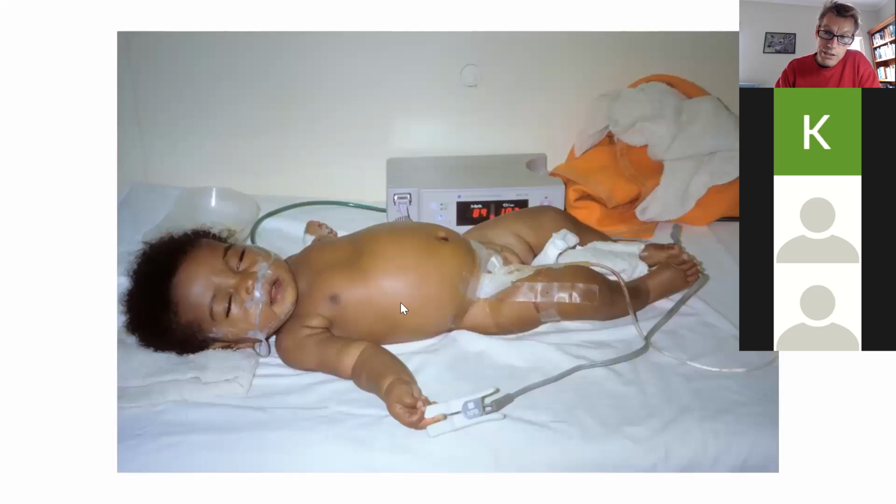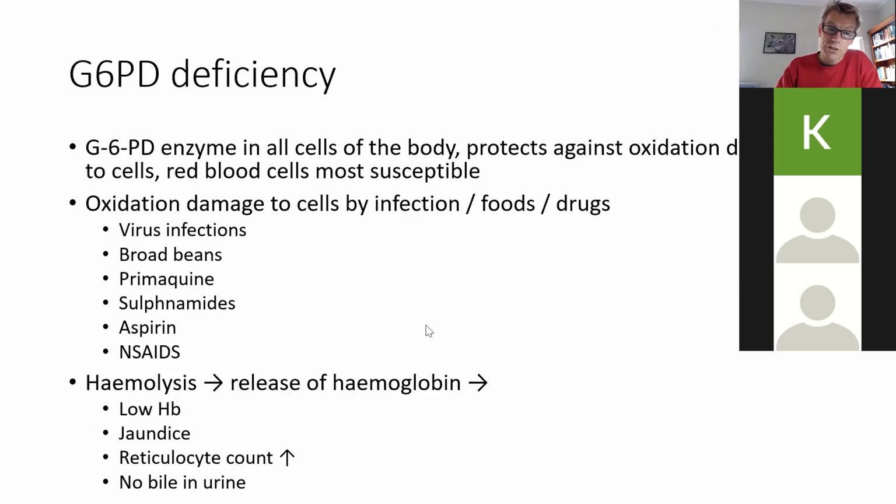This is a baby who actually had galactosemia, and you can see the baby was severely jaundiced and very lethargic, and had E. coli septicemia. So it's uncommon, but it does occur, and it does occur in PNG.